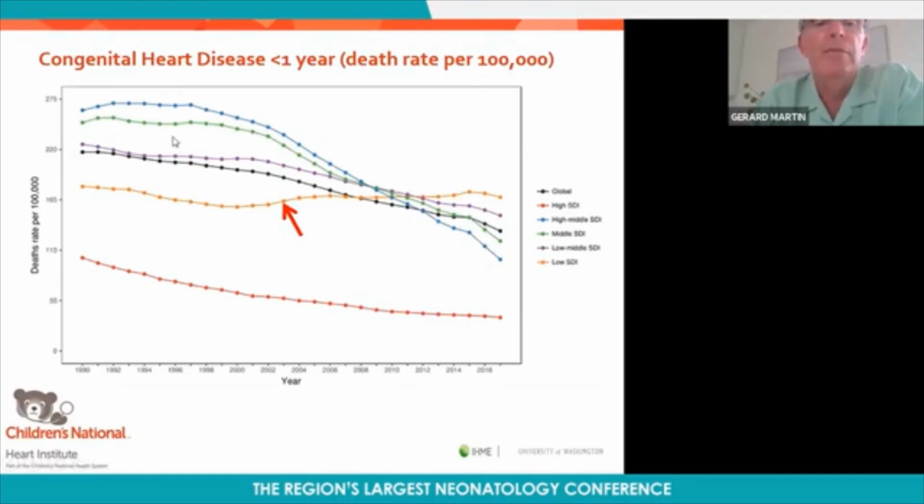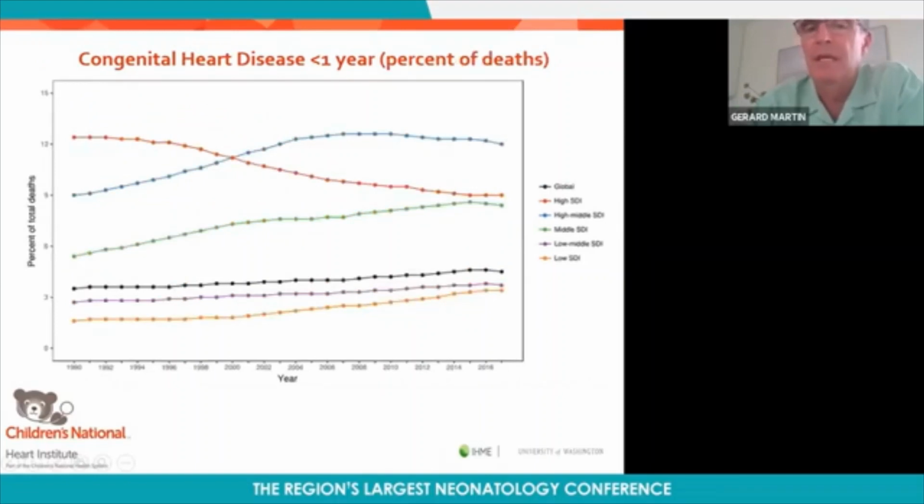And looking even at the middle SDI countries or high middle SDI countries, their mortality is still high and the improvement not as great as with the high socioeconomic countries. What does that mean? Well, let's look again at the high SDI countries. If you look at congenital heart disease as a percentage of deaths, back in 1990, congenital heart disease accounted for about 12% of deaths in children under a year of age. That has dropped by a third to 9%.